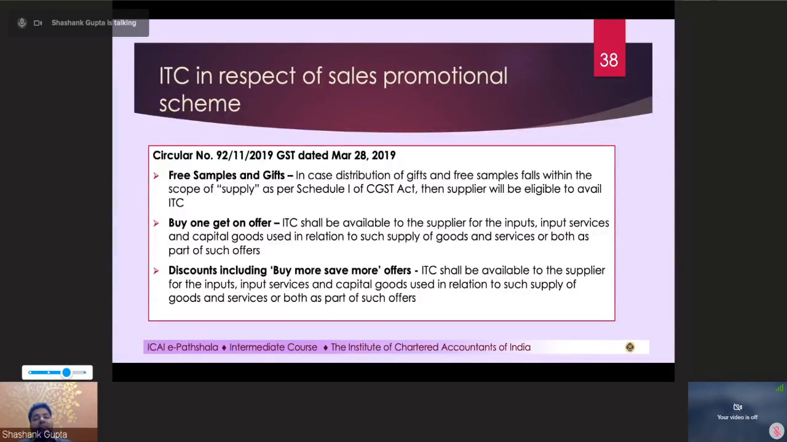Next, there is a recent clarification on free samples and gifts. In case distribution of gifts and free samples falls within the scope of supply as per Schedule 1, that is, if it becomes taxable under Schedule 1, then the credit against such free samples and gifts will be available. If there is a buy one get one offer, ITC shall be available to the supplier.